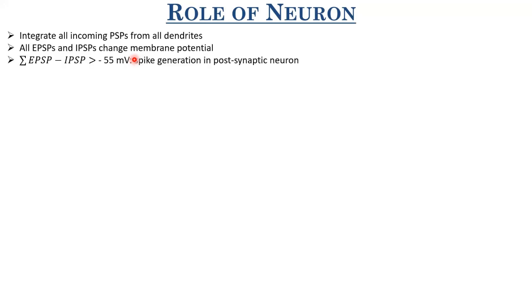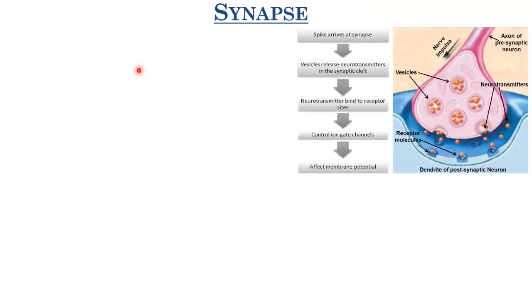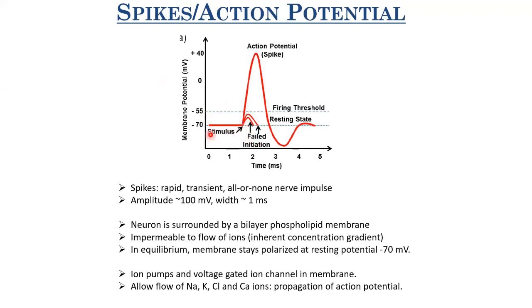So effectively, if the summation of EPSP minus IPSP is greater than minus 55 millivolts, there is a spike generation in the postsynaptic neuron, as I told over here. If you look at this slide, all EPSPs and IPSPs are integrated. If the change in the membrane potential because of integration of all these actions is larger than minus 55 millivolts, the postsynaptic neuron will fire this spike. Otherwise, if it is less than minus 55 millivolts, it won't fire.